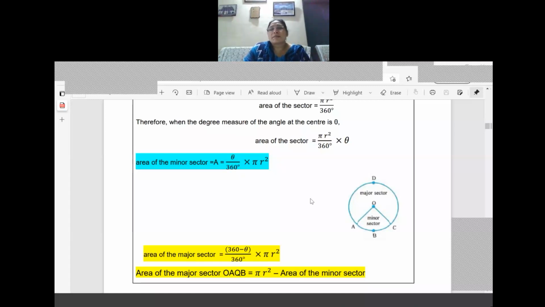Just a revision of the formulas we have studied last class. First one is area of the minor sector, that is A. It is equal to theta by 360 into pi r square.